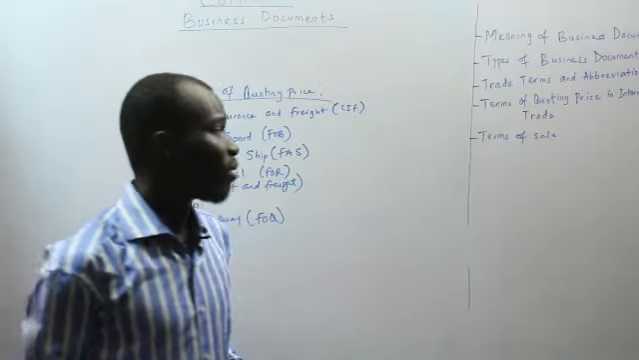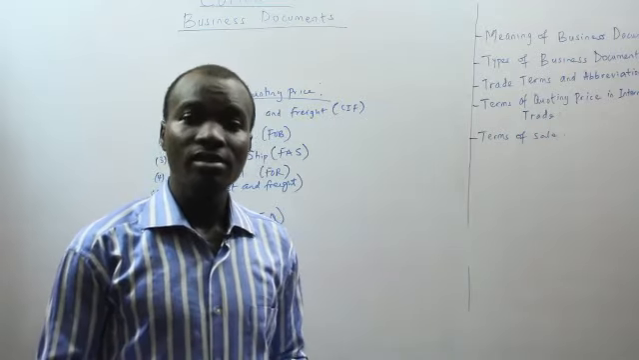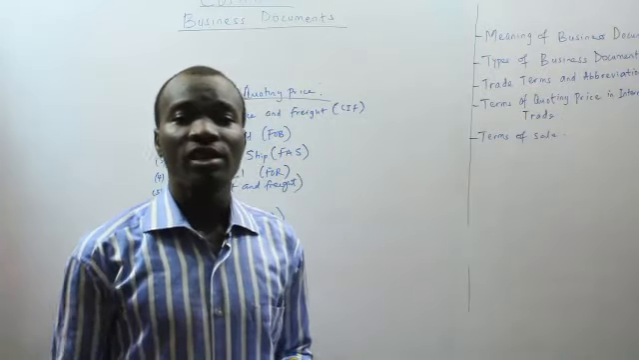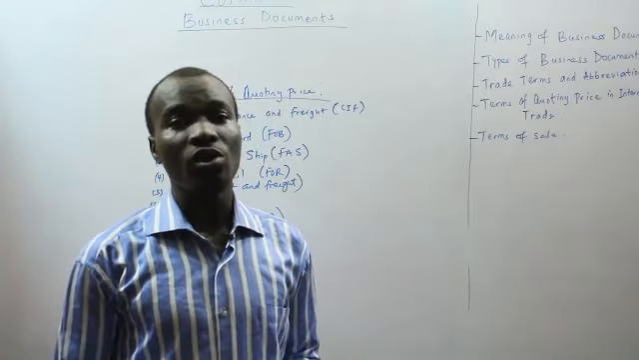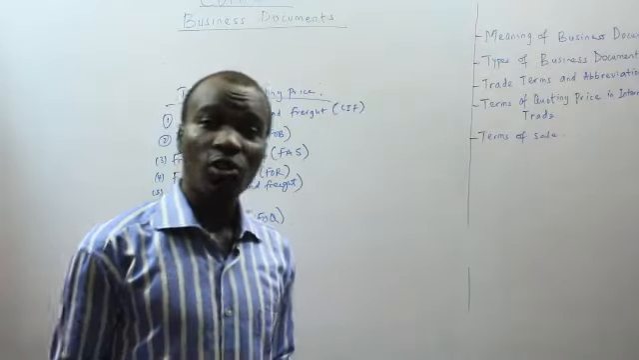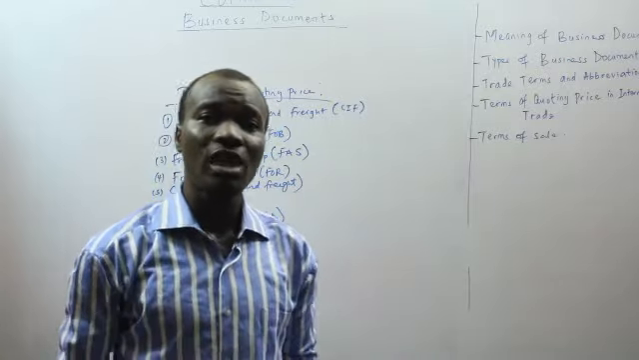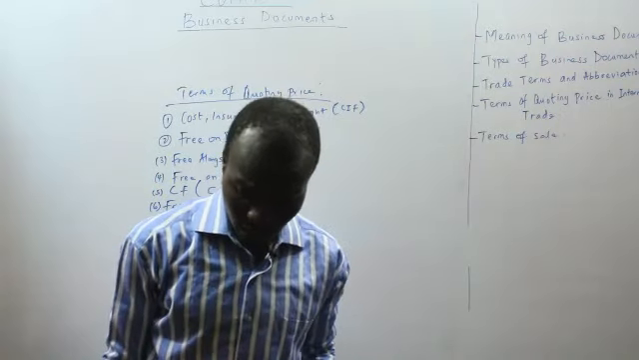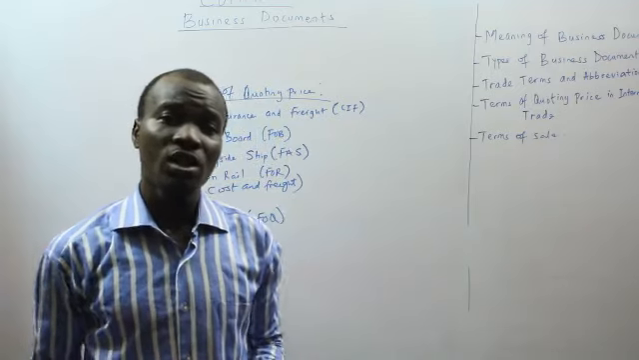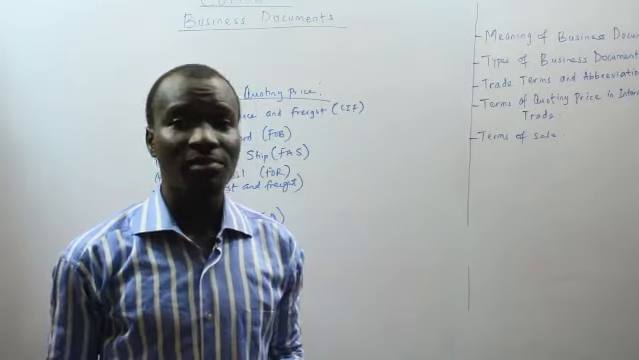CIF. This form of price quotation means the price quoted includes the cost of transporting the goods, the cost of the freight, and also the cost of insurance. That is the cost of insuring the goods on the ship. So once the goods are to be transported from the exporter to the importer, the price quoted will include the cost of the goods, the cost of insuring the goods on the ship, and also the payment of freight.